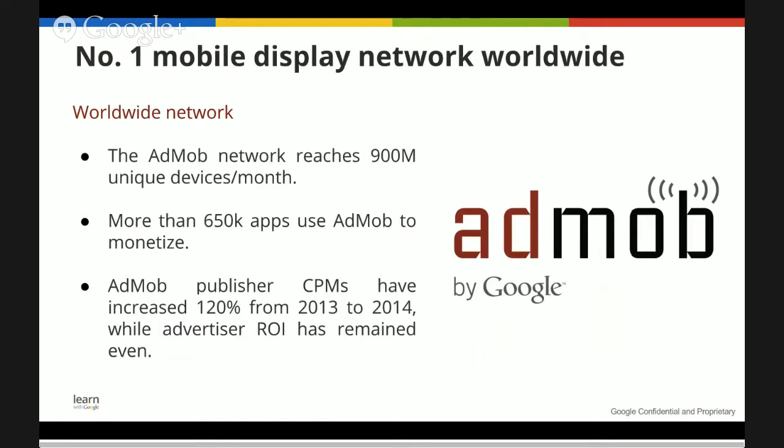So let's have a look at the numbers around AdMob. Of course, as I was saying before, AdMob now represents the #1 mobile display network worldwide. We're able to reach around 900 million unique devices each month. We have more than 650K apps that are using AdMob to monetize their inventory and to actually grow and get the value that they deserve in return.